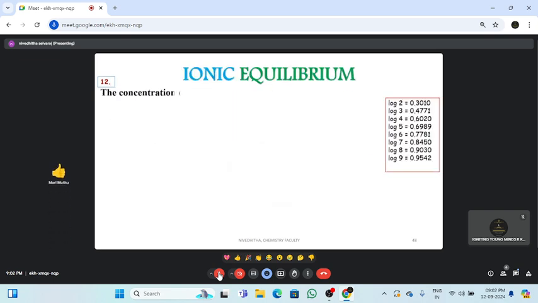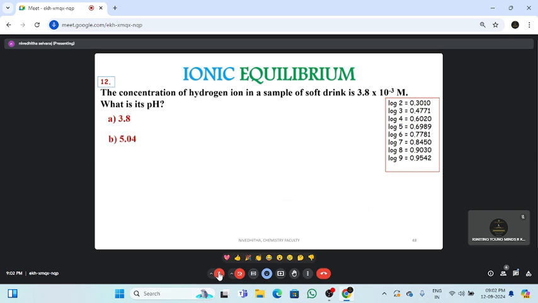Okay. This question is from ionic equilibrium. We have discussed 10 questions from chemical equilibrium. Now we're going to discuss questions from ionic equilibrium. The concentration of hydrogen ion in a sample of soft drink is 3.8 into 10 power minus 3 molarity. What is its pH? They're asking us to find the value of pH, and we are provided with the value of concentration of H plus. We have a direct formula to calculate pH from the concentration of H plus ion. What is the formula?